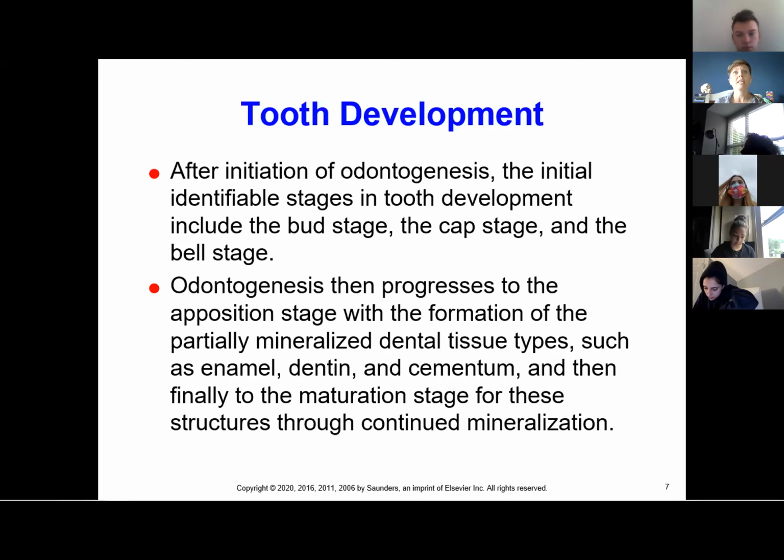And then the bell stage before getting to the appositional and the maturation. Odontogenesis then progresses into the appositional stage with the formation of the partially mineralized dental tissue types. The apposition phase starts to grow the enamel, the dentin, and the cementum. And then finally, the maturation is where those three structures continue to grow and mature.